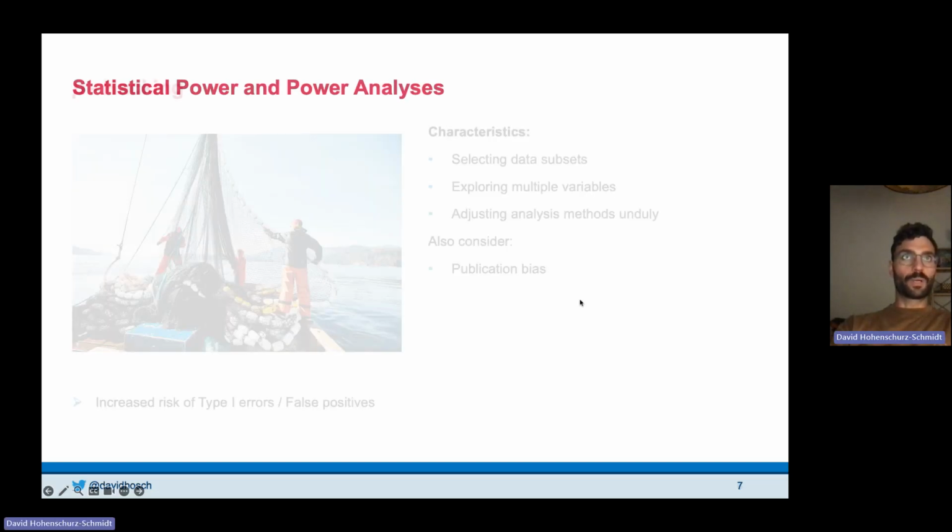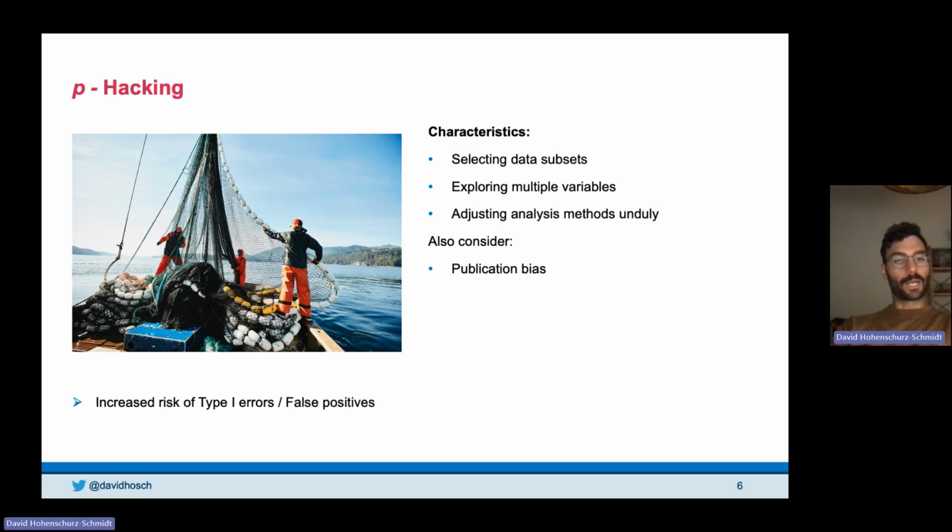Publication bias is what I said about the likelihood of publishing negative findings being so much lower. So it's certainly not always just down to researchers. There are also external incentives that lead to the situation that positive reports are more likely to get published.